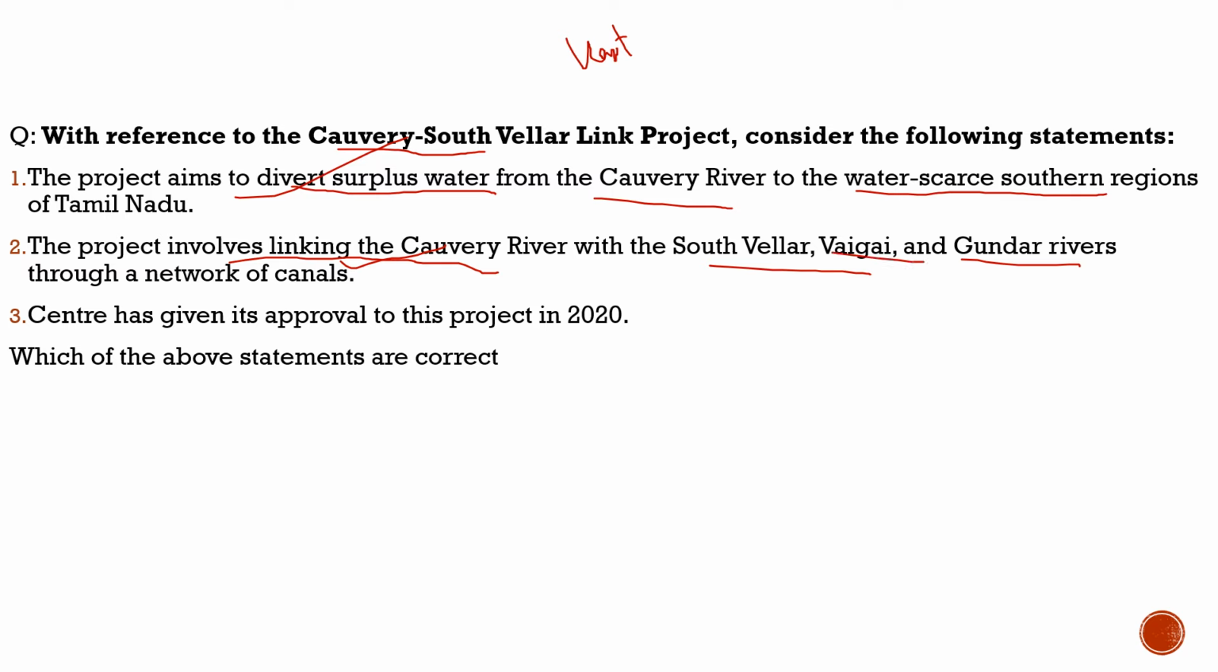Then the third statement, Center has given its approval to this project in 2022-20. Totally incorrect. Center has not given approval to this project yet. So with respect to this question, the correct statements should be statement 1 and statement 2. Why did we discuss this question? Because Center has not approved it yet. So with this, let's move to another question from the current affairs part.